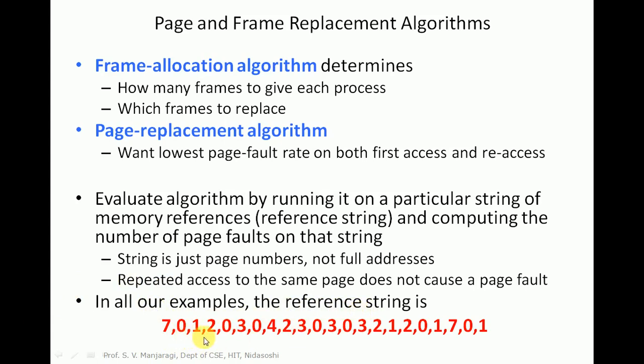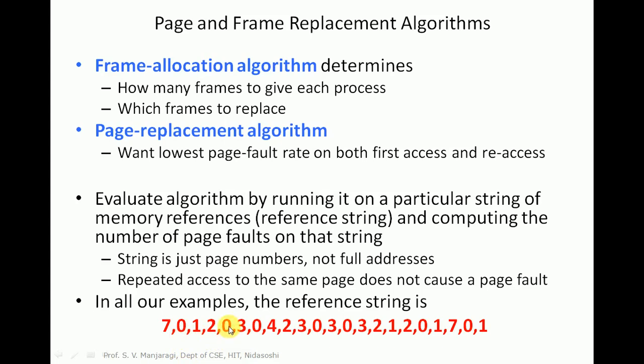This reference string is basically indicating the memory references that I want to make here. For example, this reference string begins with 7. It means we will make a reference to page 7, followed by page 0, then followed by page 1. After page 1, we make a reference to page 2, and again page 0. Page 0 already exists in the memory, and we make one more reference here.